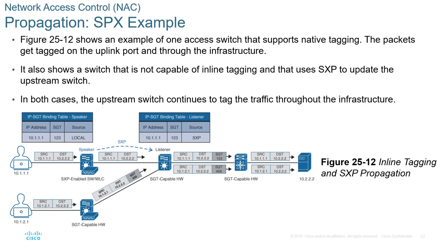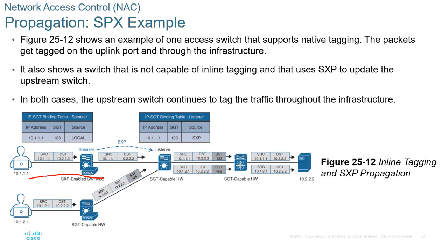In both of these cases, the upstream switch will continue to track the traffic throughout the infrastructure. So even though a device is not able to tag it appropriately, this one can't handle inline. So what we're doing is we are using our speaker to actually forward that data to a listener. That listener will listen for the source and destination information and then tag it appropriately.